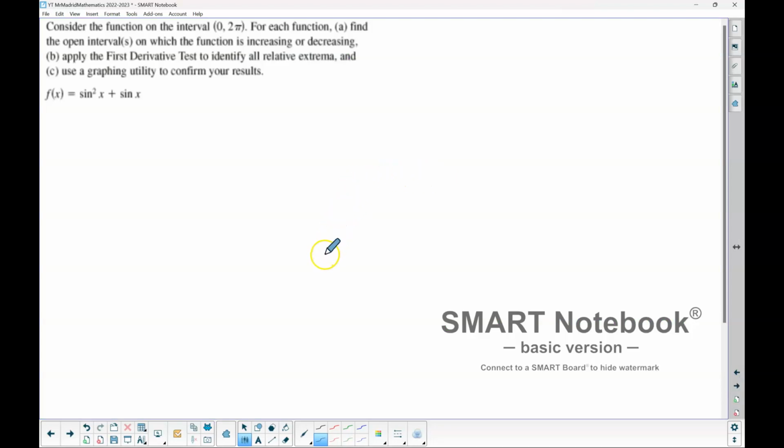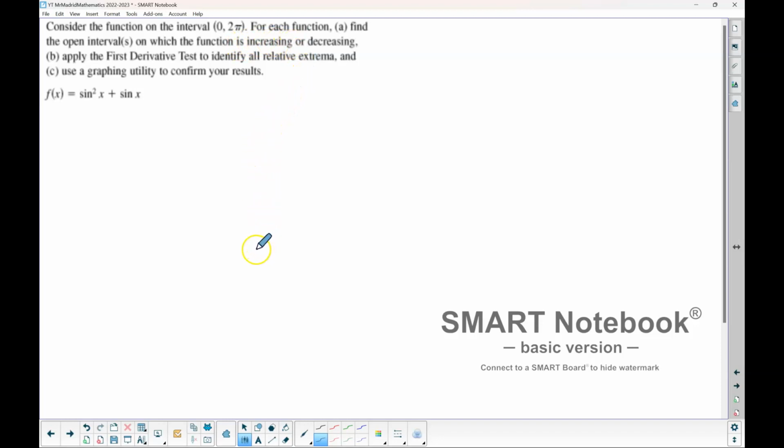This prompt reads like this. Consider the function on the interval 0 to 2 pi. For each function, A, find the open intervals on which the function is increasing or decreasing. B, apply the first derivative test to identify all the relative extrema and use a graphing utility to confirm your results. Okay, so the first derivative test you'll find is going to help you identify relative max and min, and then this section is going to introduce you to identifying increasing or decreasing.